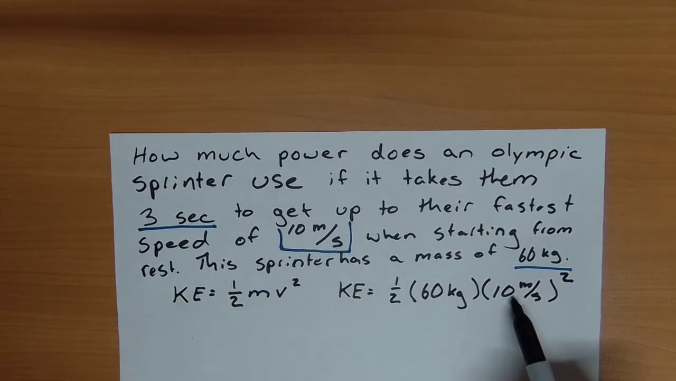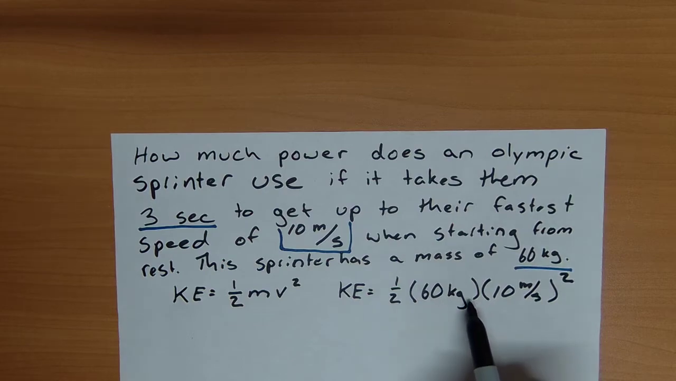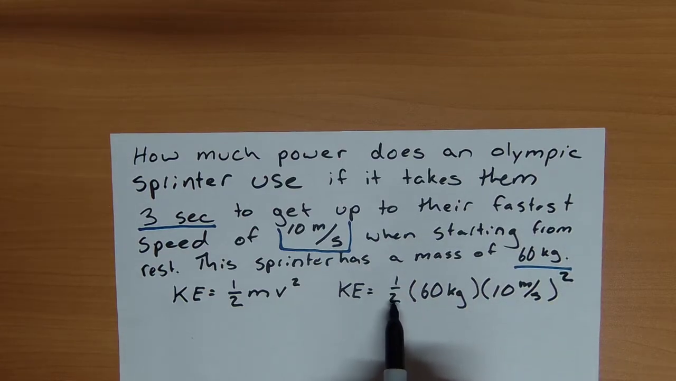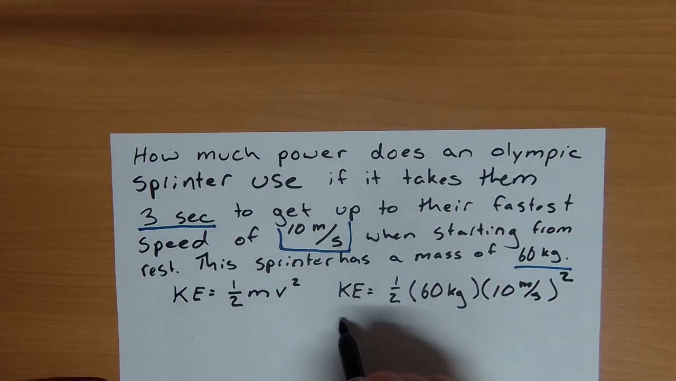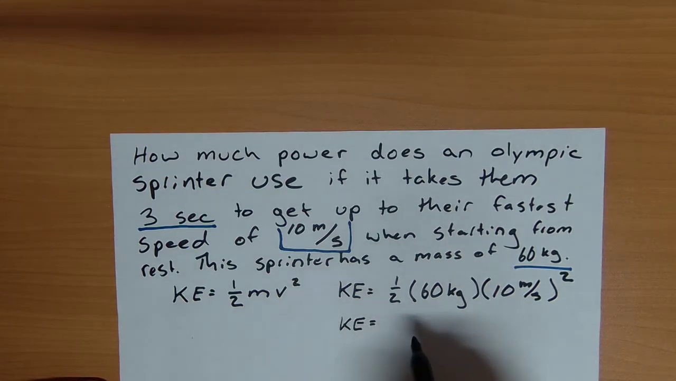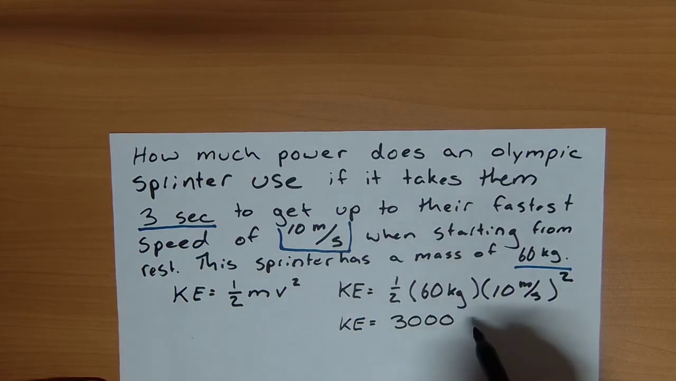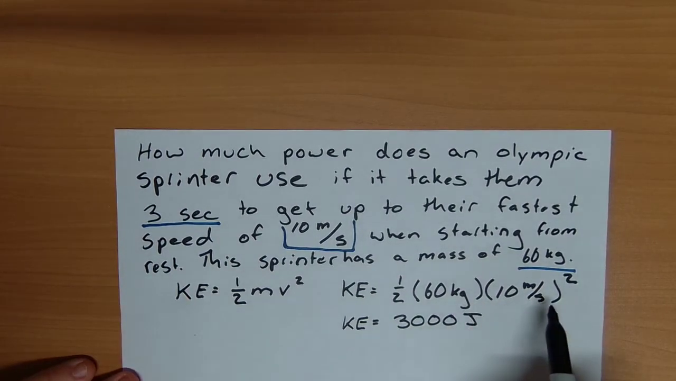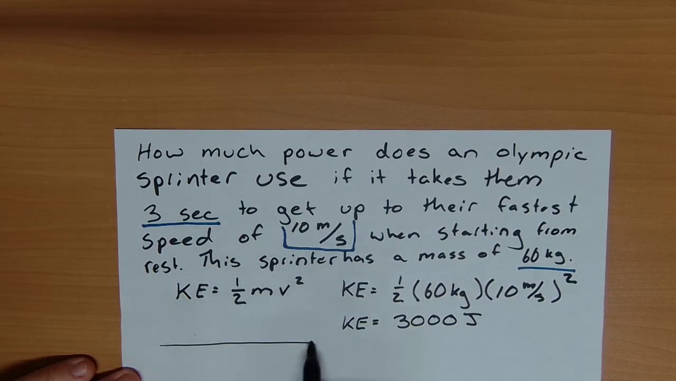10 squared is 100, times 60 is going to be 6,000, and then divided by 2 or times 0.5. And so this is going to be a kinetic energy that is equal to 3,000 joules. Because remember, if I'm in these correct units, I will get joules out when I do this.